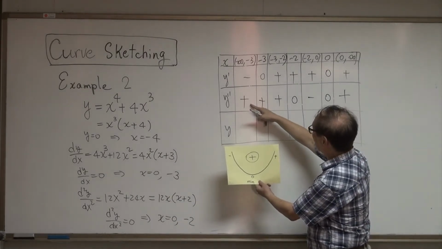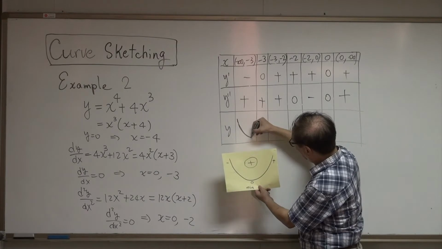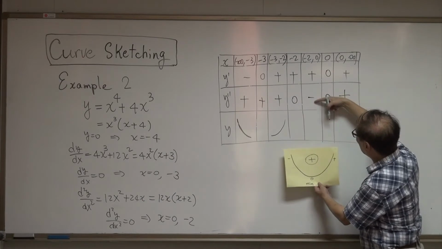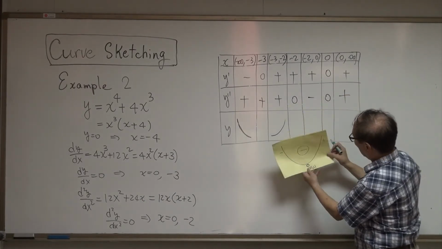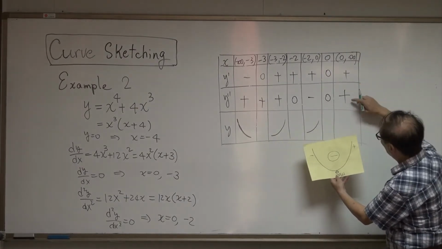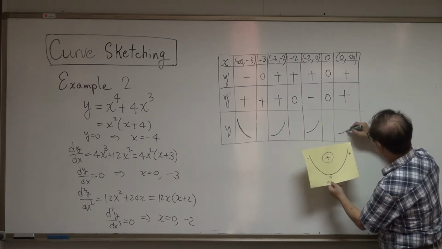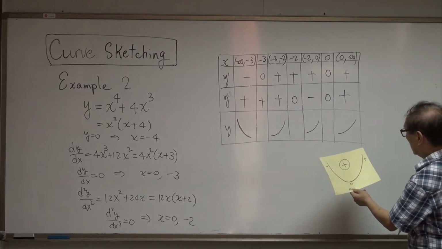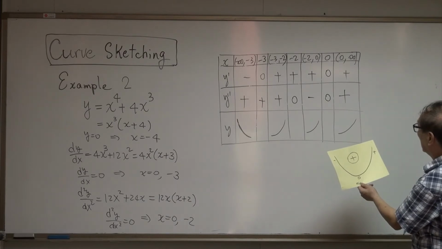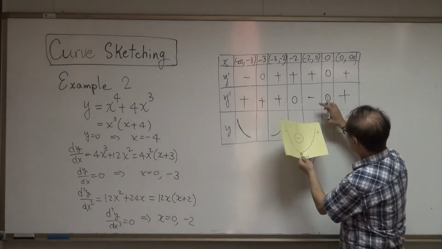Now I use the second derivative and first derivative. Second derivative positive, first derivative negative, so this is the shape of the curve. Positive, positive is this shape. Negative, positive is this shape. Positive, positive, positive, so this is the shape. Correct?